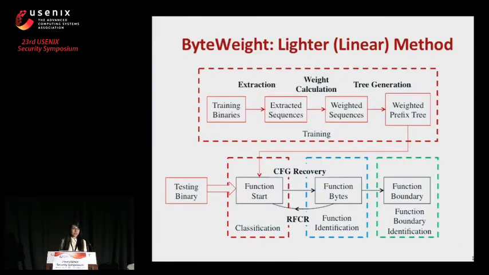So we propose ByteWeight. It is a lighter and also linear method to address function identification problems. The red squares show function start identification, which is composed of two steps, training and classification. The blue parts mean the function identification problem, and the green parts, the final parts, represent the function boundary identification problem.